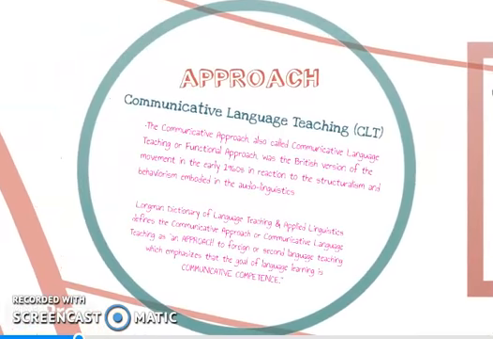Approach. Communicative language teaching or CLT. So the communicative approach, also called communicative language teaching or functional approach, was a British version of the movement in the early 1960s in reaction to the structuralism and behaviorism embedded in the audiolingualism. The Longman Dictionary of Language Teaching and Applied Linguistics defines a communicative approach or communicative language teaching as an approach to foreign or second language teaching, which emphasizes that the goal of language learning is communicative competence.